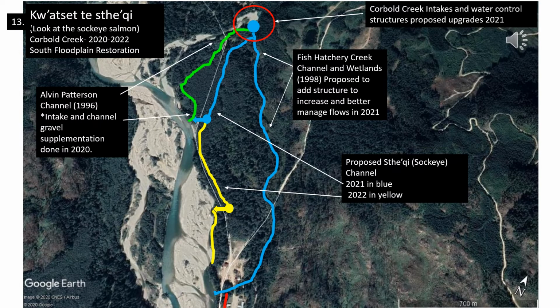So this is just a conceptual sketch of what this side channel project is going to be all about. It's on the old Corbould Creek floodplain that was diked off many years ago. If you see the little channel in green, I think it's about 1.2 kilometers long, so it's not a small channel. That was the one that was built in 1996 and is known as Alvin Patterson Channel. But if you look at the channels in blue and yellow, they're the ones being constructed as we speak and will be constructed over the following years.